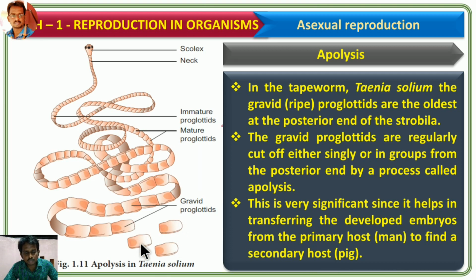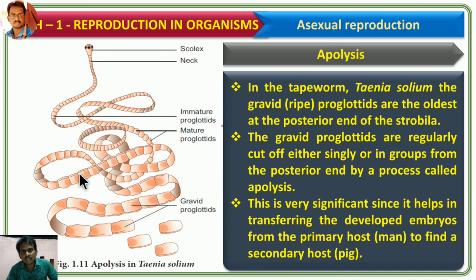Okay, this is a matured proglottid. This matured proglottid may detach from the parent body either singly or in a group at regular intervals. This process is called apolysis. So apolysis is nothing but the detachment of some matured proglottids from the parent body of Taenia solium. What is the significance of this apolysis process? It helps in transferring the developed embryo from the primary host, man, to the secondary host, pig. Because this is a digenetic parasite.